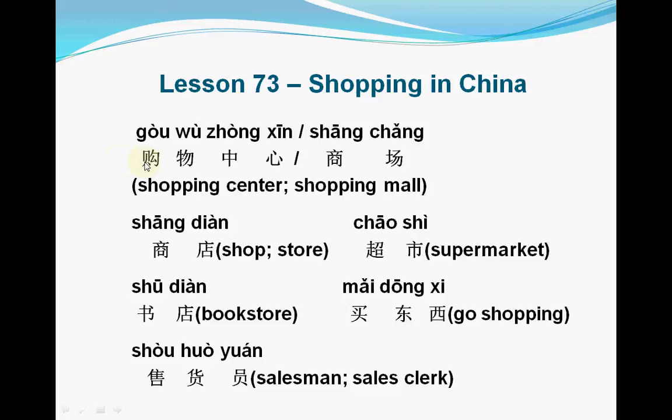Go Wu Zhong Xin. Or you can say Shang Chang. Go Wu means shopping. Zhong Xin means center. Shang means shopping. Chang means location or place. Shang dian. Chao shi. Shu dian. Shu means book. Dian means store. Mai dong xi. Mai means buy. Dong xi means something. Literally, you can say buy something. So, we can translate it into go shopping.